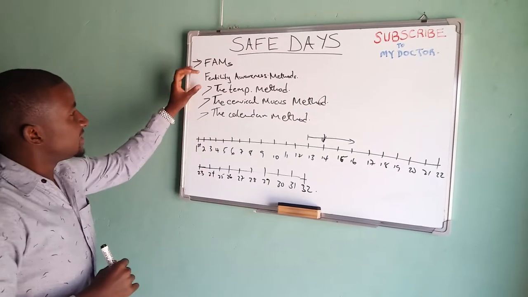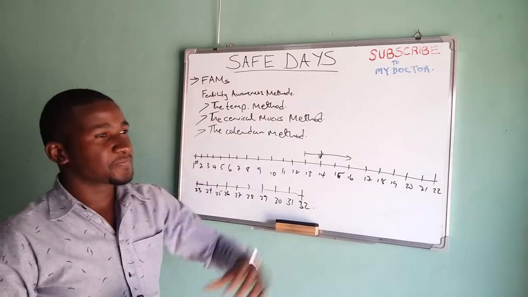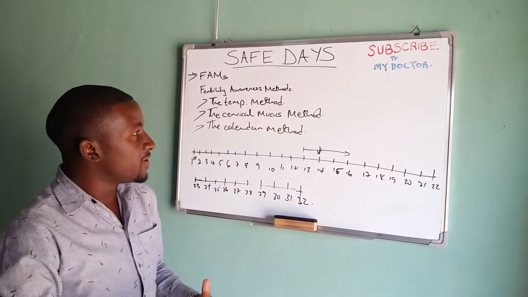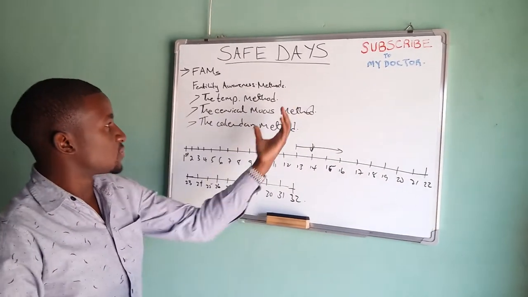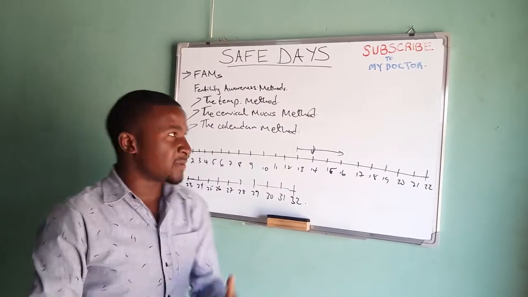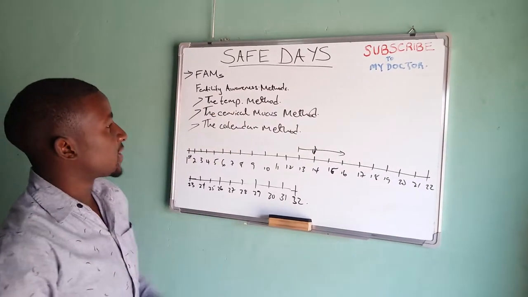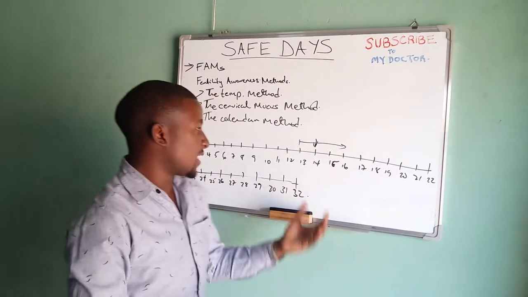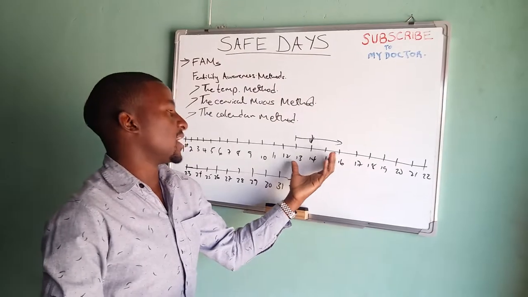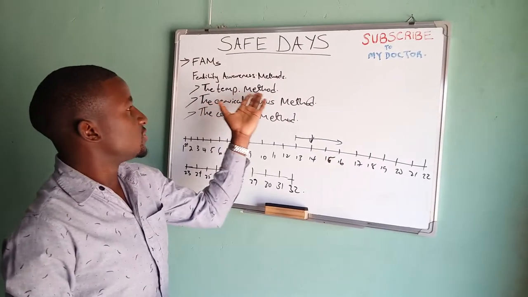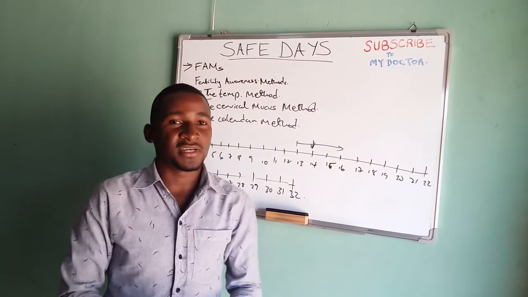But then these fertility awareness methods, in order to get the very accurate way, we are supposed to use two methods at the same time. We use the temperature and the cervical mucus method at the same time to get the most accurate result. Though you can also use one of them and get the correct results.